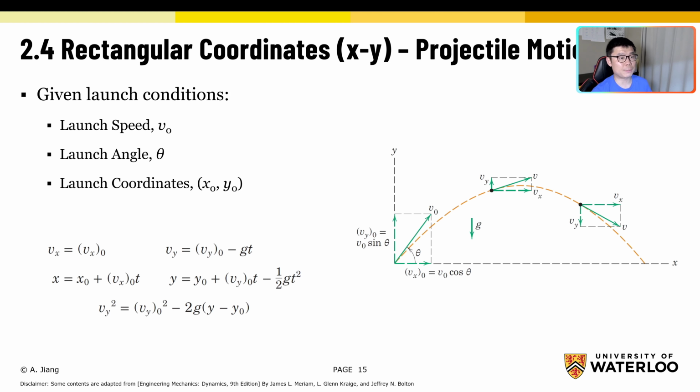Given the assumptions and proper launch conditions, which you would be given in question, the launch speed v0, the launch angle theta, and launch coordinates x0, y0, given these, the equations we developed already in rectilinear motion can be used here. Therefore, when you are working on a projectile motion questions, you are essentially analyzing 2 rectilinear motions.